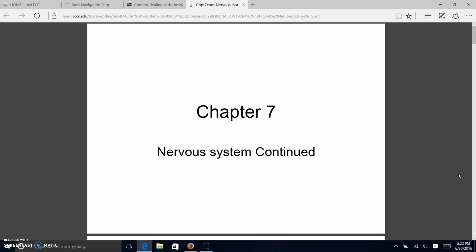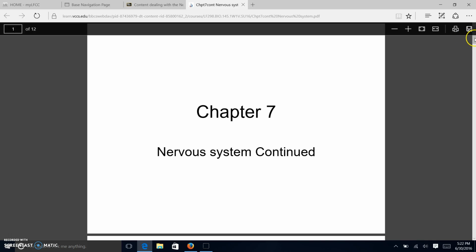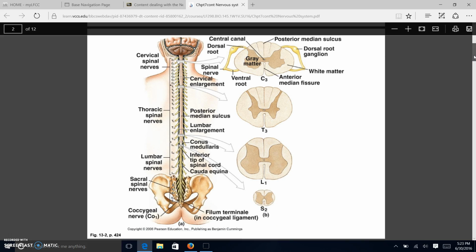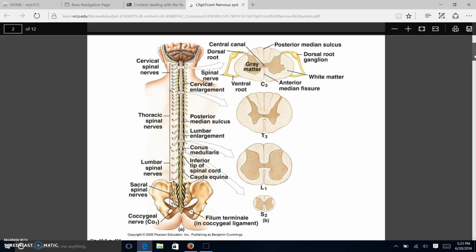Continuing with the nervous system, now that we have talked about the difference in the peripheral nervous system versus the central nervous system, and the difference in the autonomic nervous system being divided up into sympathetic and parasympathetic nervous system. Now let's look at the actual breakdown of the spinal cord and the spinal nerves themselves.